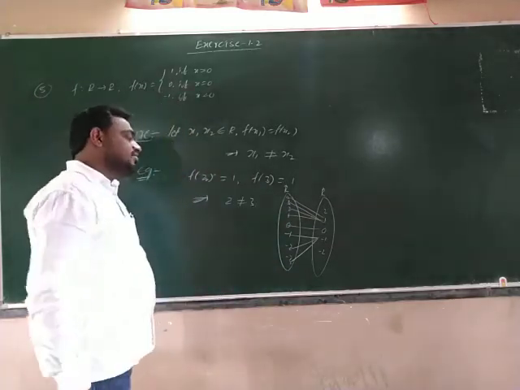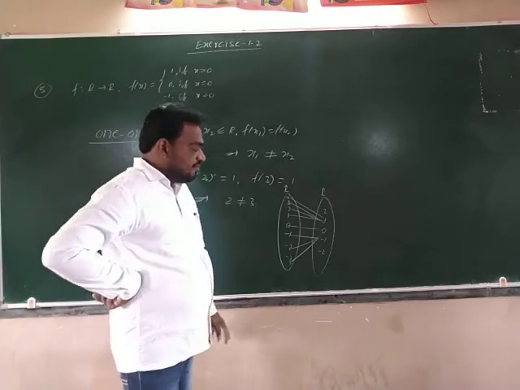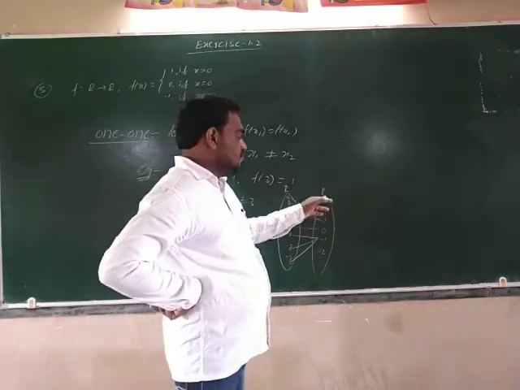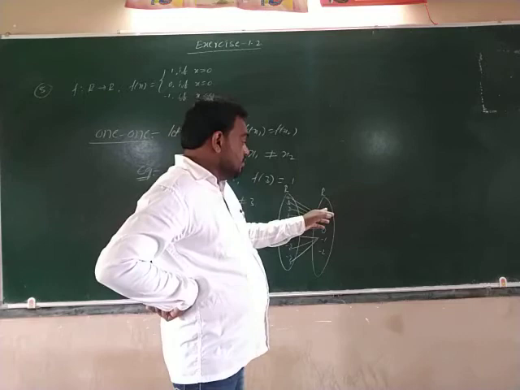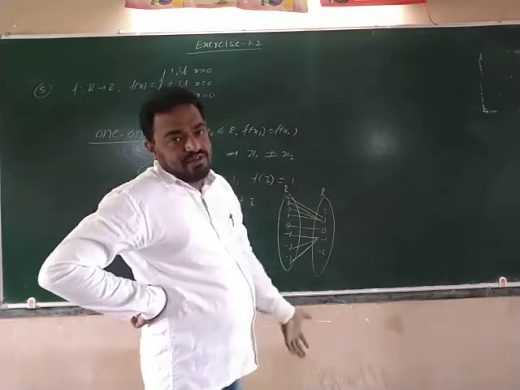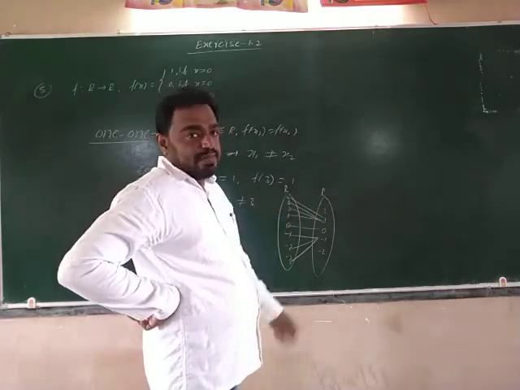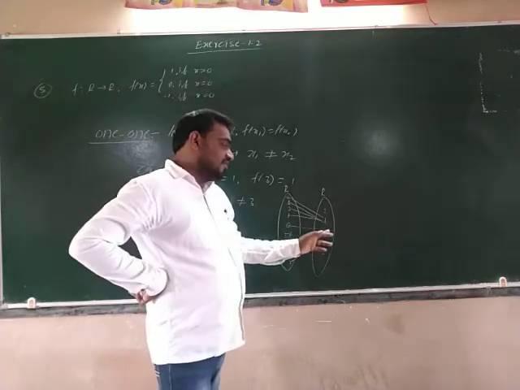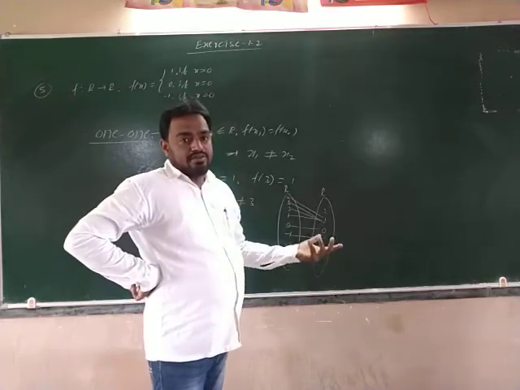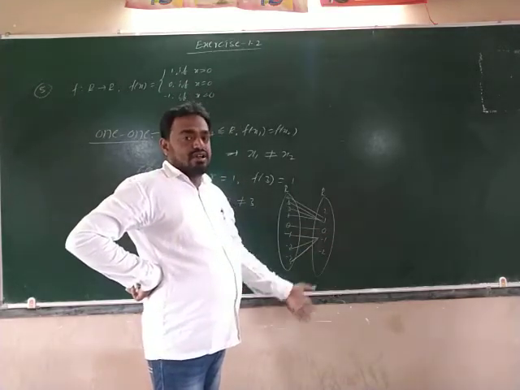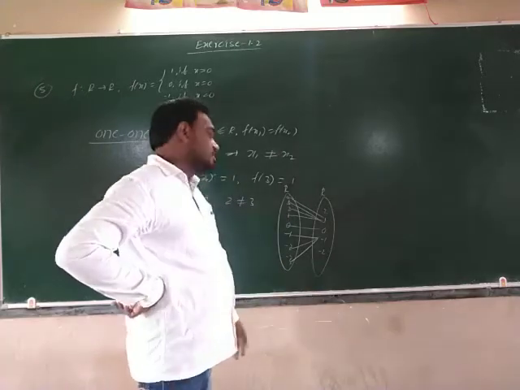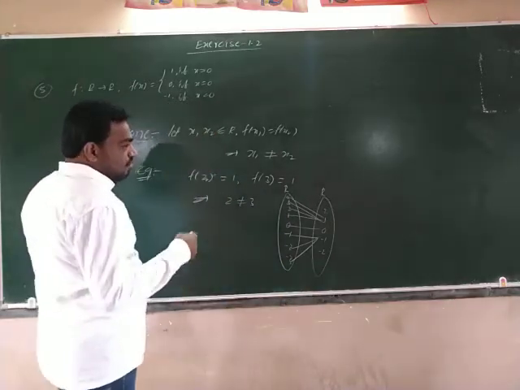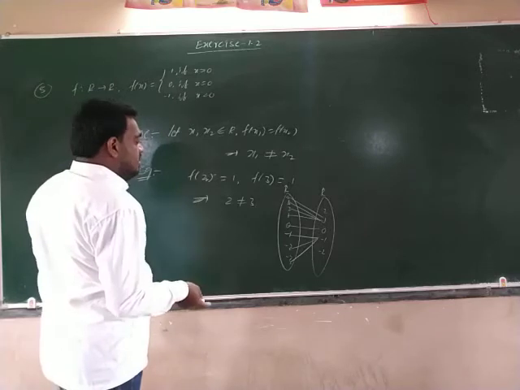And when you are checking onto, here you see 2, 3, 4, 5 and so on in the codomain. Those elements don't have pre-images. Nothing but the range is equal to what? Minus 1, 0, 1 only. But the codomain is all the real numbers. So codomain is not equal to range. So it is not onto.